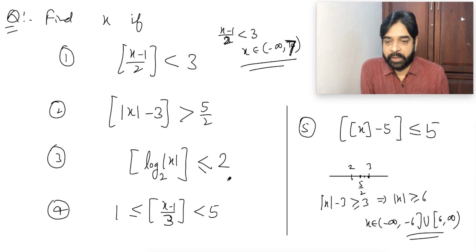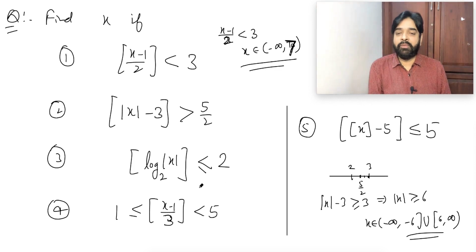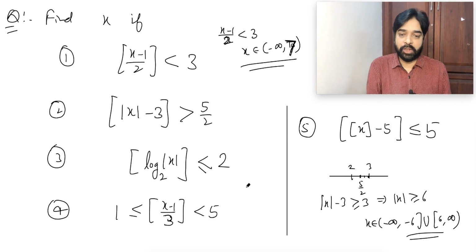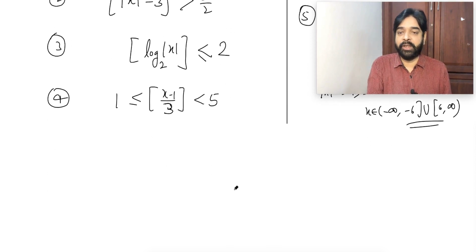Okay, third question. Greatest integer of log base 2 of mod x is less than or equal to 2. Okay, we'll do this separately.